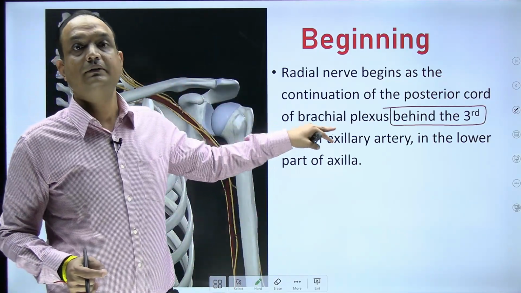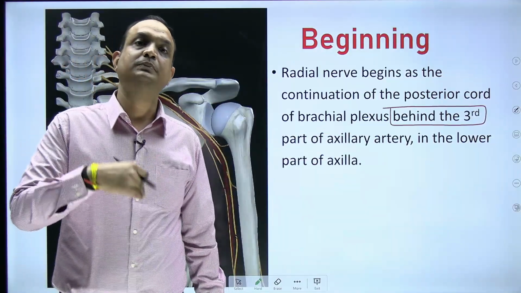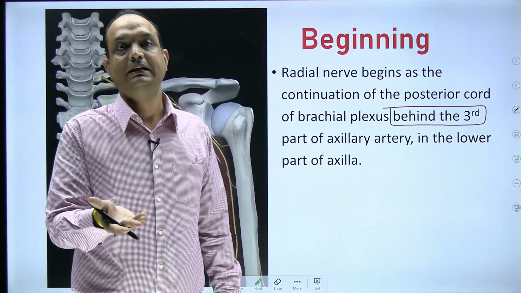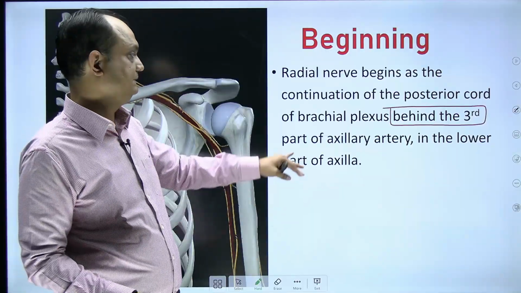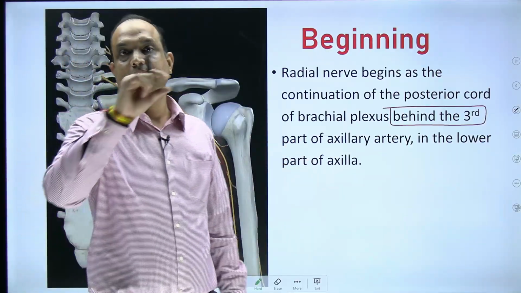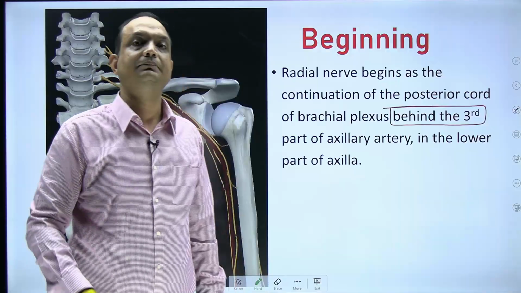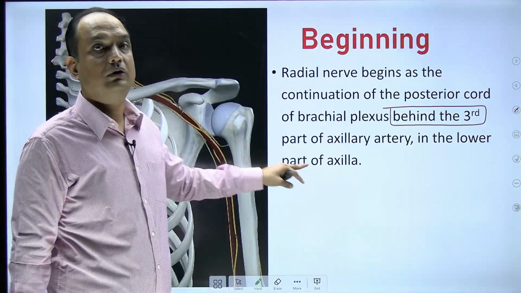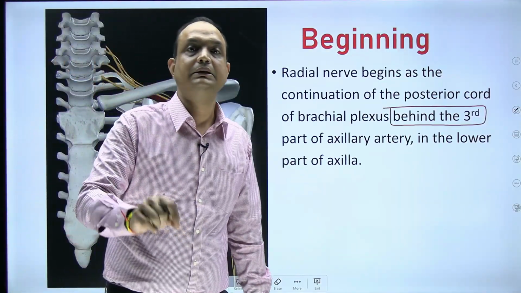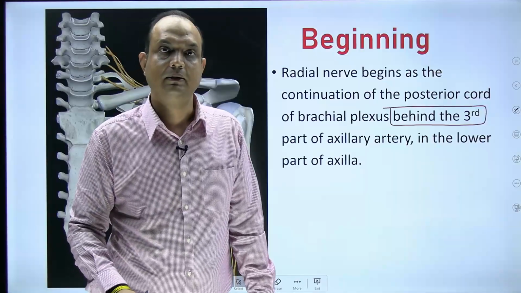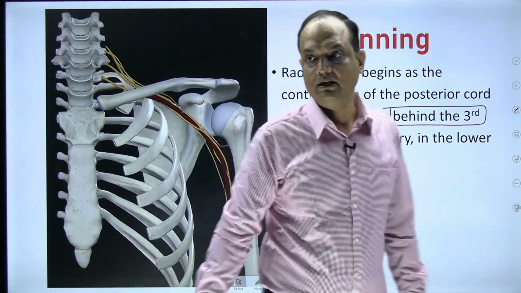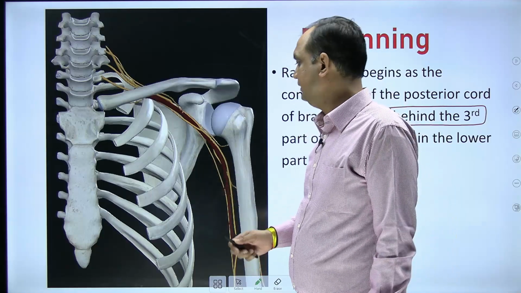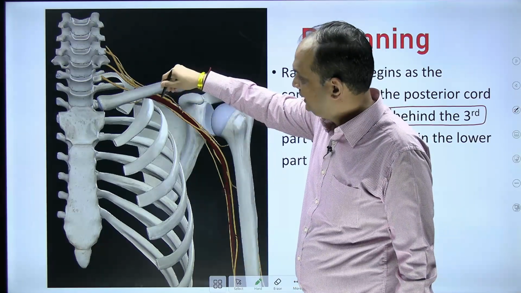Because it is a branch of the posterior cord, which is posterior to the second part of the axillary artery, it arises posterior to the third part of the axillary artery. Clear? And you know that the axillary artery continues as the brachial artery, so it also continues behind the upper part of the brachial artery. So my dear students, its origin occurs in the lower part of the axilla, which you can appreciate in this diagram, that this is your artery.